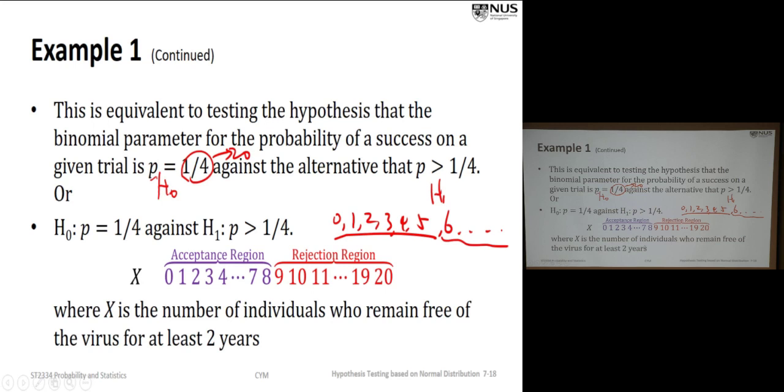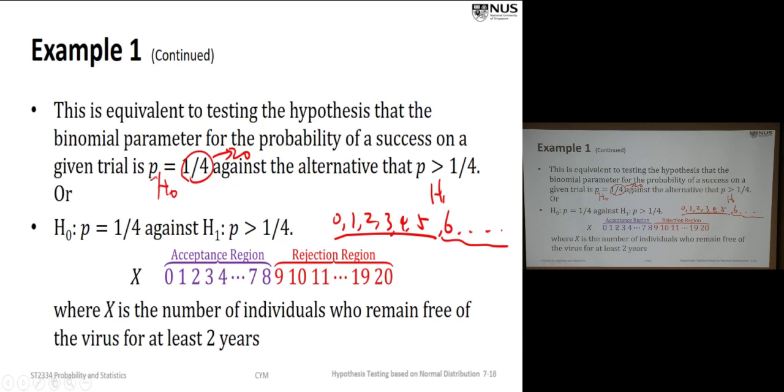Now I would like to compute the type 1 error probability and the type 2 error probability. My decision rule is that when the number of individuals out of this 20 who do not contract the disease within 2 years, considered successes, is 9, 10, and so on up to 20, then I will reject the null hypothesis. But if it is 0 to 8, I do not reject it.